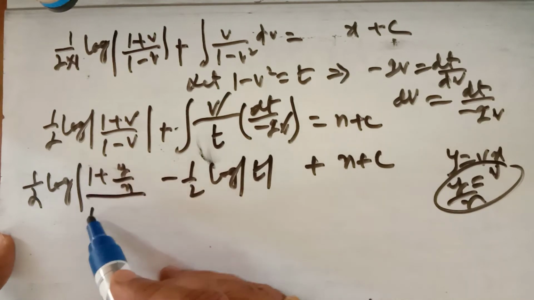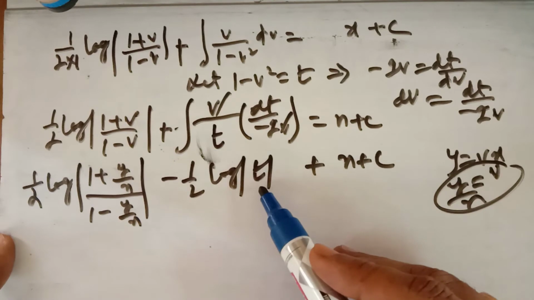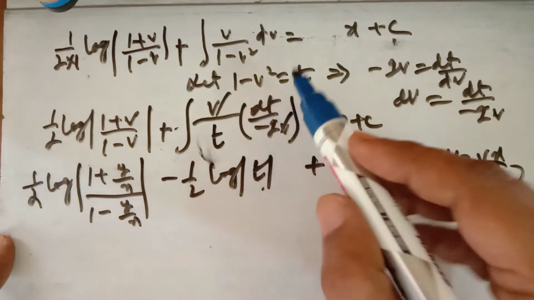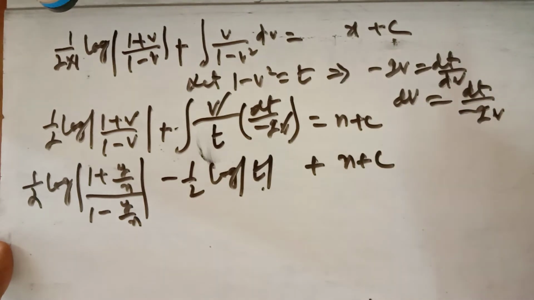So in this question the integration becomes lengthy, and replace the value of t, which is 1 minus v square, and in place of v you replace y upon x. So it is somewhat difficult, rather, it is a long integration we are getting after letting y is equal to vx. At the end you have to replace v as y upon x.